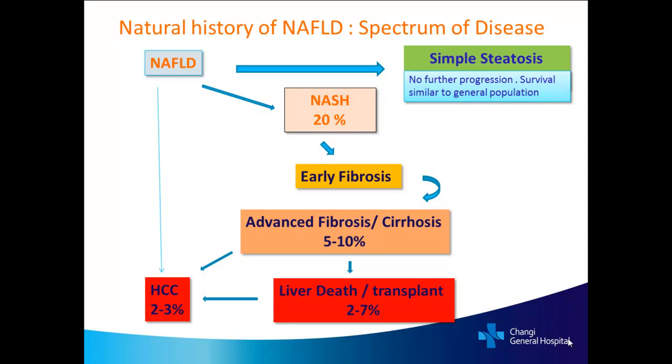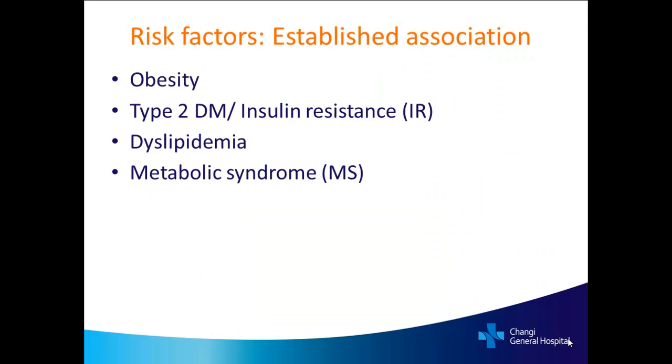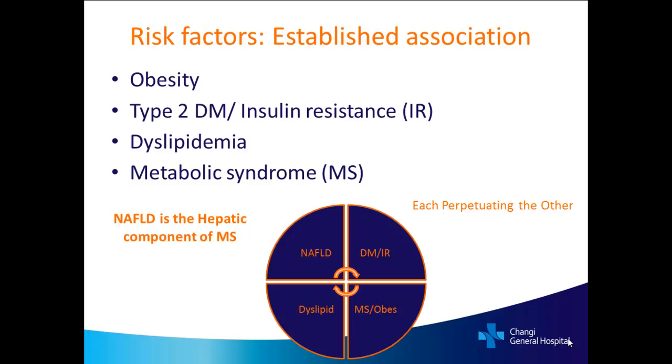Ultimately, if a person gets advanced fibrosis, then they may progress to liver-related death, cancer, and so on. And all this takes time. We are looking at a time span of maybe about 10, 20, 30 years. So what are the risk factors for fatty liver disease? What is well established is obesity, insulin resistance or frank diabetes, hyperlipidemia, and metabolic syndrome. In fact, all these are quite interlinked, so having one should prompt us to look for the other.